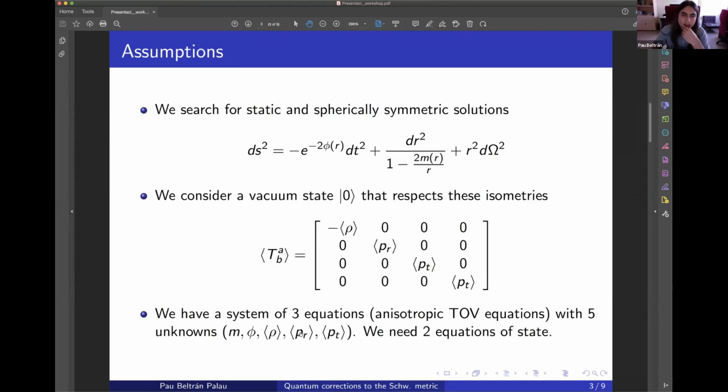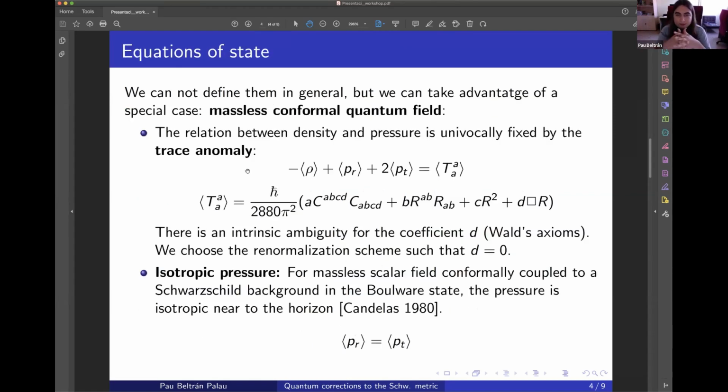And how do we select these equations of state? Okay, this is where the assumptions that we have made in this problem enter. Particularly, we have considered the case of a massless conformal quantum field because this simplifies the problem so much. As we will see now, in general, for a general field, we don't know which relations hold between the density and the pressure. But for this particular case of a massless conformal quantum field, we know that this relation between density and pressure is univocally fixed by the well-known trace anomaly, as follows here.